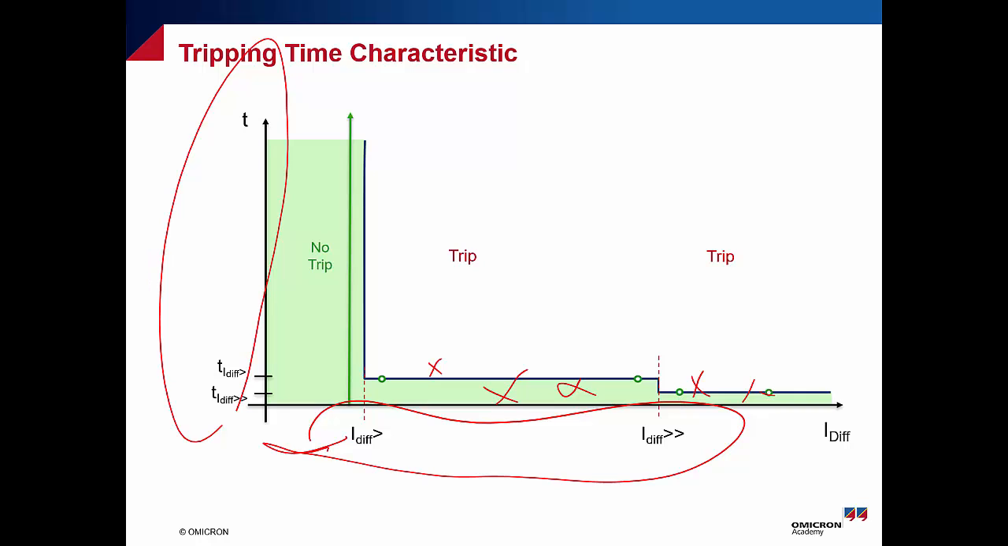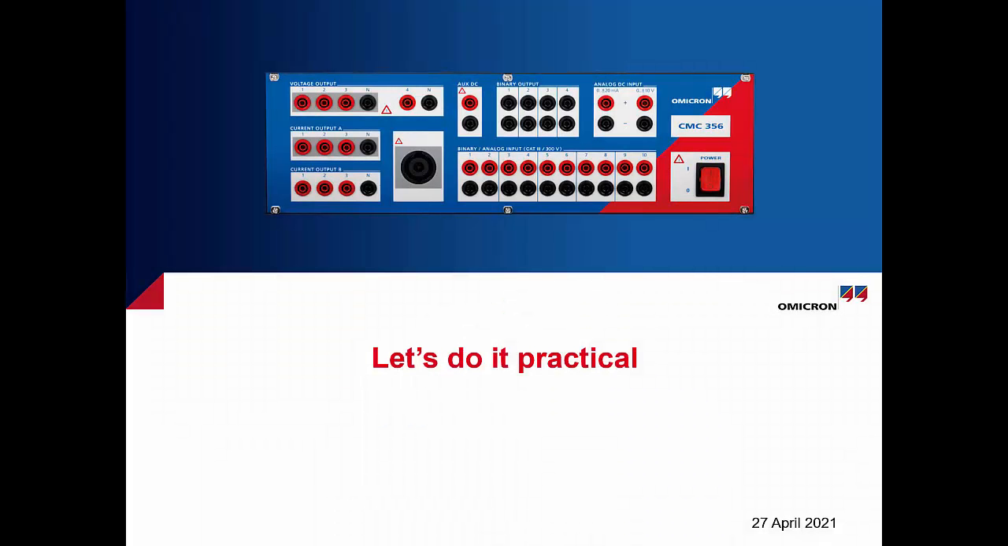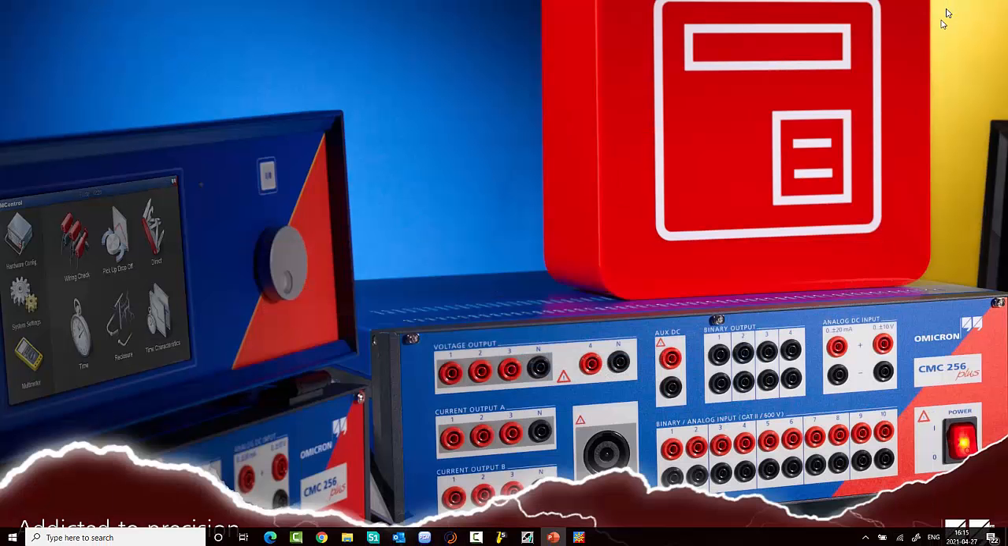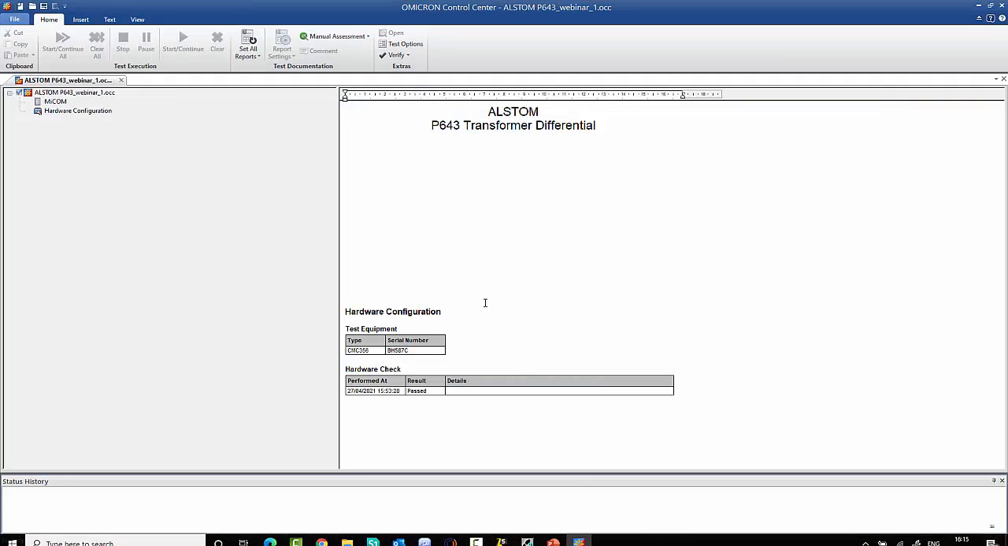Now let's go for the practical part. We will apply this technique practically by using CMC with the protection relay, which I mentioned, GE MiCOM P643. Now I will close the presentation, and I will open the practical part, which is related to the OCC file.